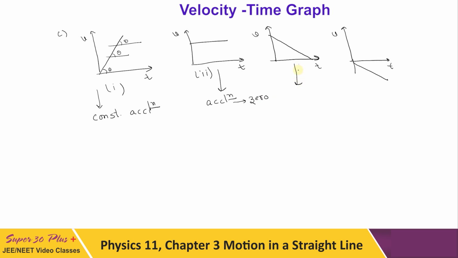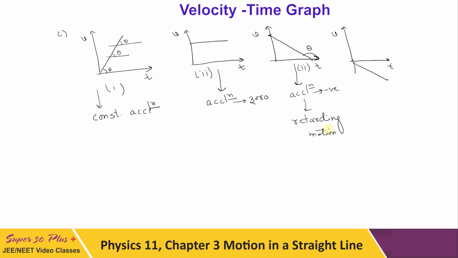Third motion you can interpret. Here velocity is decreasing with time. It has started with some positive value and its value is getting decreased, finally coming to 0. So this is a decrement in velocity. If you check the slope, it is negative. Here tan theta is negative, so acceleration will be negative. What does negative acceleration mean? This is retarding motion. If acceleration is positive, it is called accelerating motion. If it is negative, it is called retarding motion.